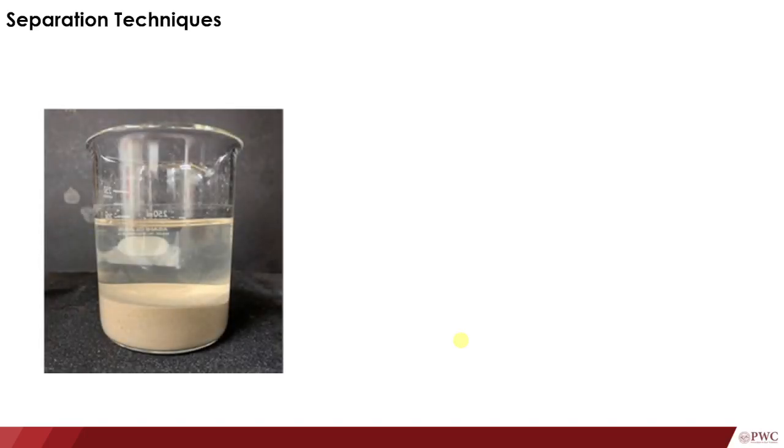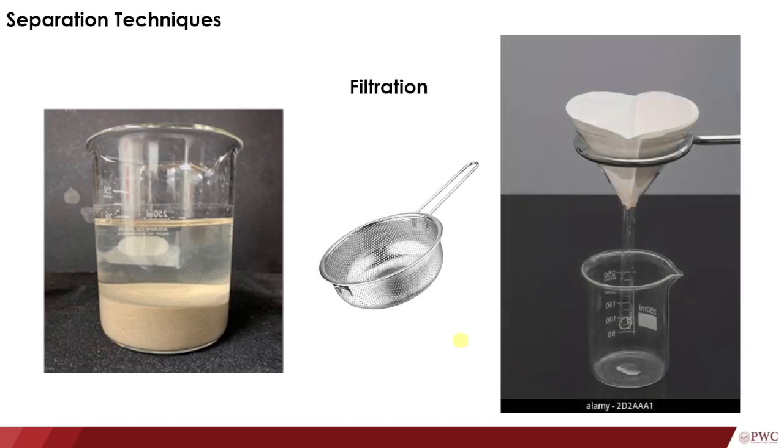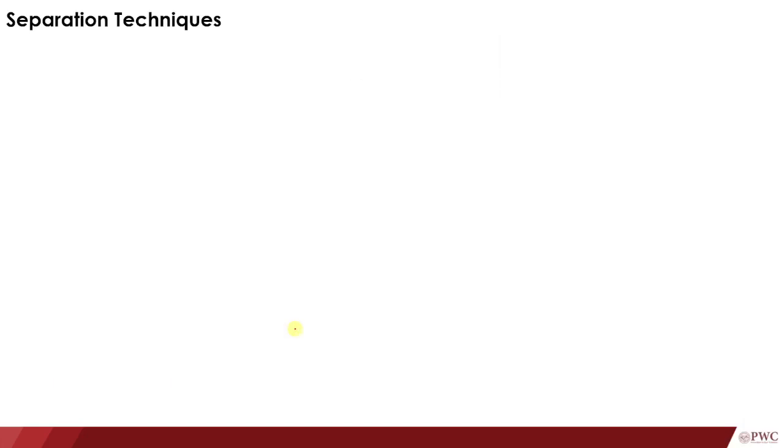This one is a suspension of sand and water. How do I separate the sand from the water in this mixture? I can do that by filtration. I can do that using a strainer, or I can use a filter paper. So this one is a filter paper, then I just put it on this funnel over here. Here I can filter this because they have different particle sizes. The particles of the sand are so large that they cannot pass through the pores of this. So again, the basis for the separation is the particle size. So that's filtration.